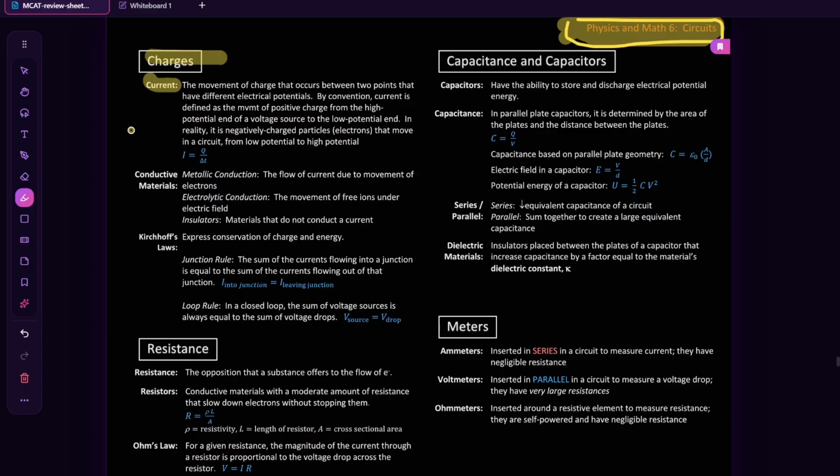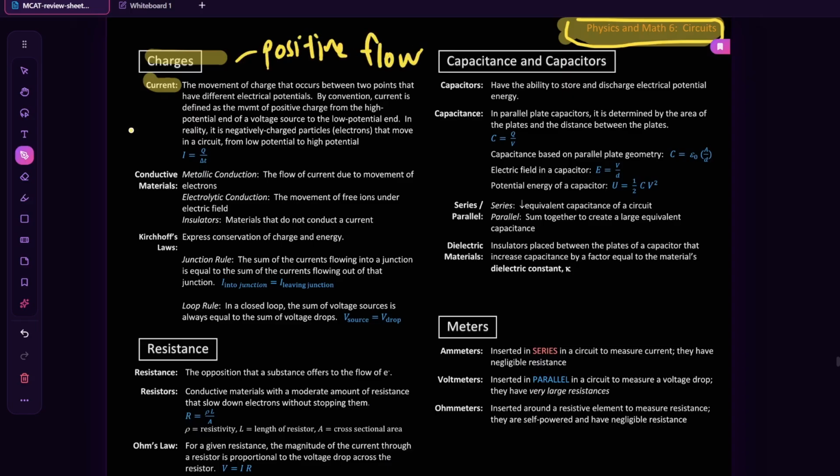Now, this is some history for everyone. Current is interesting. By convention, we define current as the movement of a positive charge flowing from the high potential end of a voltage source to the low potential end. But the twist is that in almost every circuit we see, it's actually electrons, which are negatively charged, that are physically moving, and they move the opposite way, from low potential to high potential. We still talk about current as if it were a positive charge moving forward. You can think of it as positive flow. That's how I think of it.